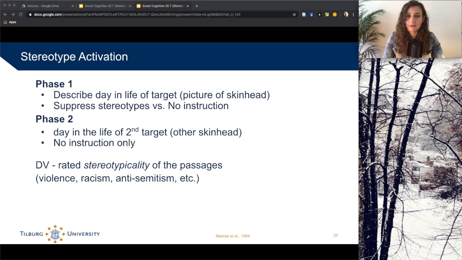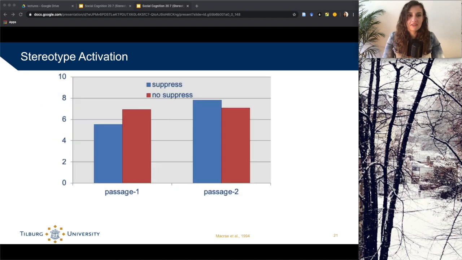So the data for this experiment looks like this. We have rated stereotypicality on the y-axis, and then we can compare the first passage, the first writing, with the second writing. Okay, so in the first passage, we remember some participants were told to suppress stereotypes, and you can see that's the blue bar. There we have the lowest degree of stereotypicality of the content. So it actually worked. Participants were able to suppress using stereotypes compared to the red no suppress condition.